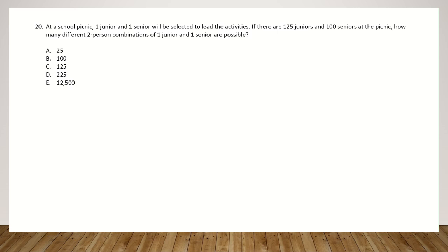At a school picnic, 1 junior and 1 senior will be selected to lead the activities. If there are 125 juniors and 100 seniors at the picnic, how many different 2-person combinations of 1 junior and 1 senior are possible? So again, we have a combinations problem, just like our license plate problem. So this time, what we're choosing is 1 junior and 1 senior. Remember, our fundamental counting principle says you count the number of ways that each one can occur and you multiply them. So we have 125 juniors to choose from and 100 seniors to choose from. Multiply that and you get 12,500, choice E.